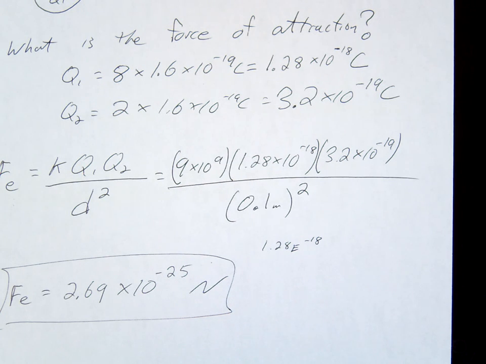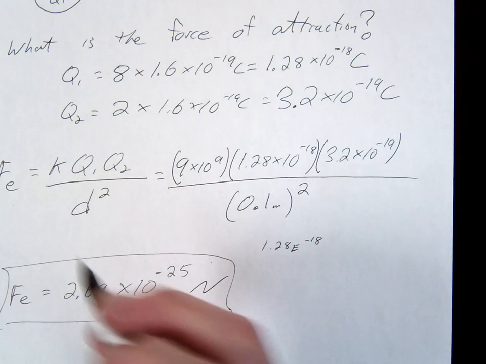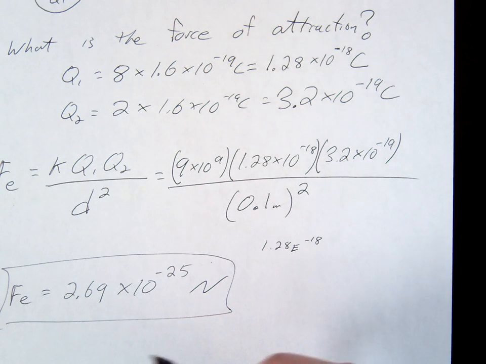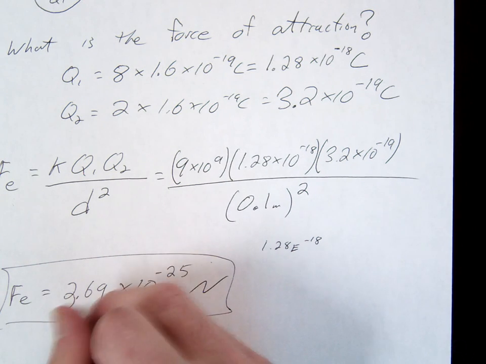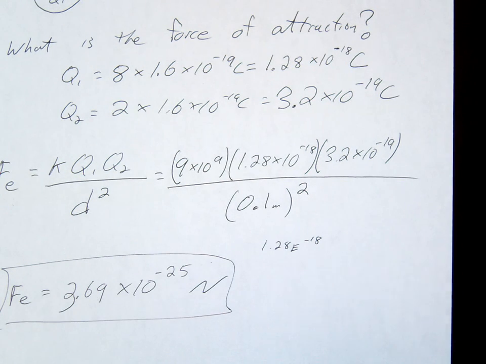We got 3.6864 times 10 to the negative 25th. And 45 times 3. You wrote 2, I said 3. Okay, 369.